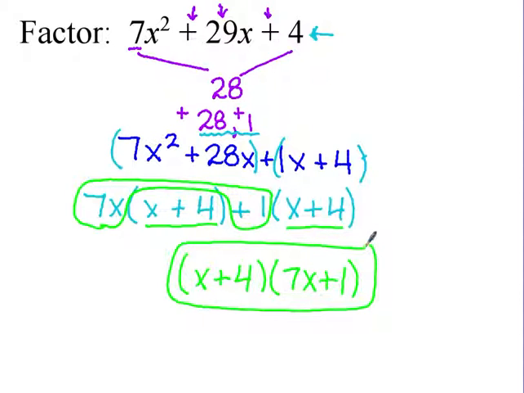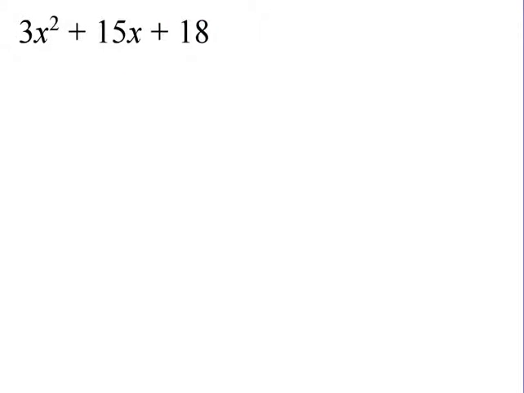All right, let's try another one. Okay. What's the very first step? See if there's any common factors. Is there any common factors? Yes. 3. 3 goes into all. So I'm going to take a 3 out.